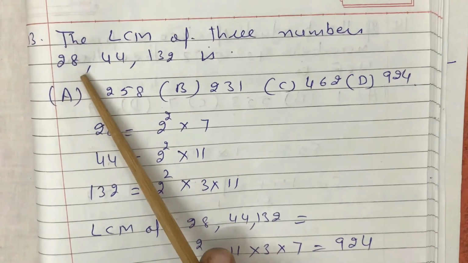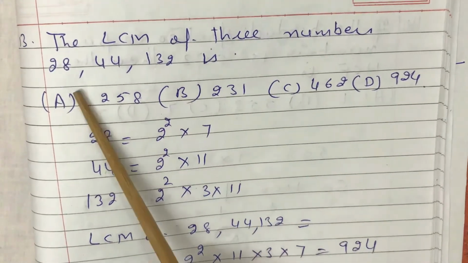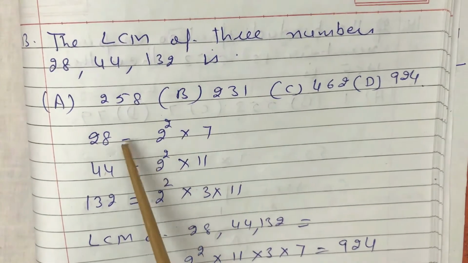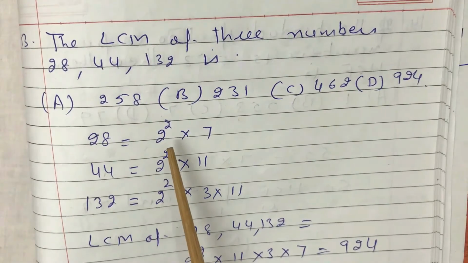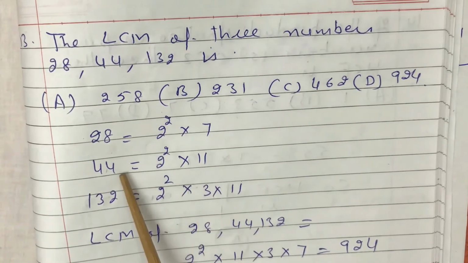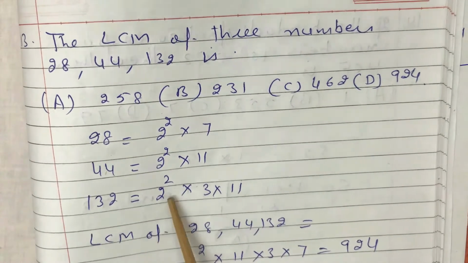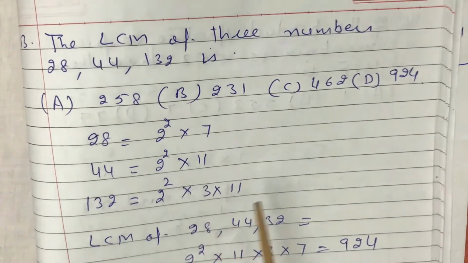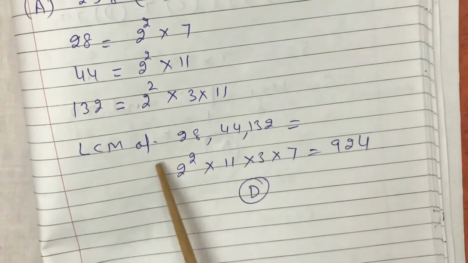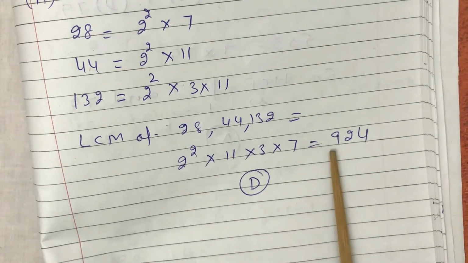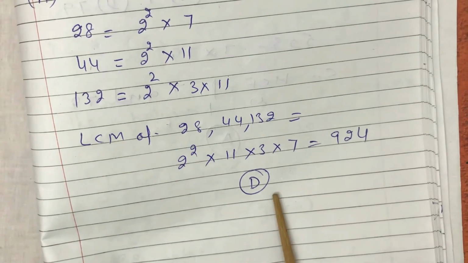Now the 13th question. The LCM of three numbers 28, 44, 132 is. There are four options here. Now factorize it. 28 can be written as 2 raised to power 2 into 7. 44 can be written as 2 raised to power 2 into 11. 132 can be written as 2 raised to power 2 into 3 into 11. Then the LCM of these three numbers will be 2 raised to power 2 into 11 into 3 into 7. That is 924. So D is the option.